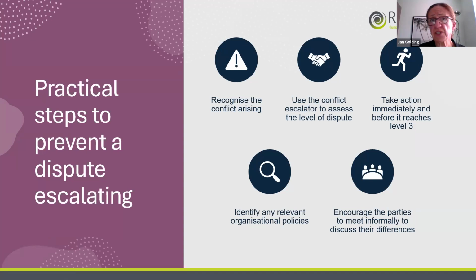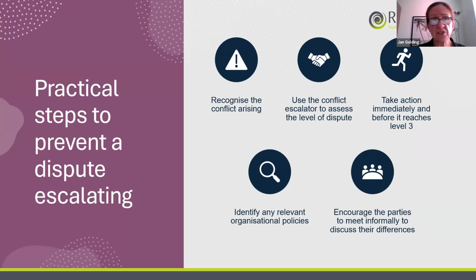In terms of actually preventing a situation from getting worse, assuming there's no written grievance or complaint submitted by an employee, someone needs to encourage the parties to meet informally when the diagnosis is level 1 or 2 at the worst, really, to discuss their differences.